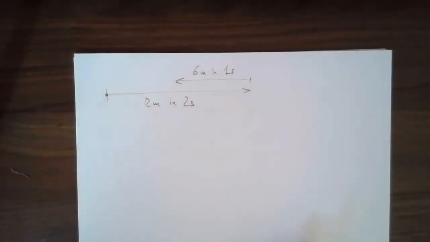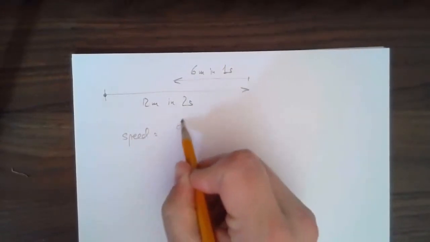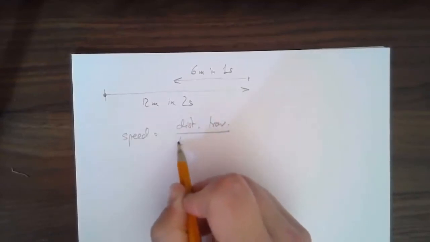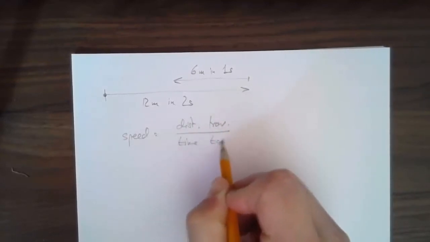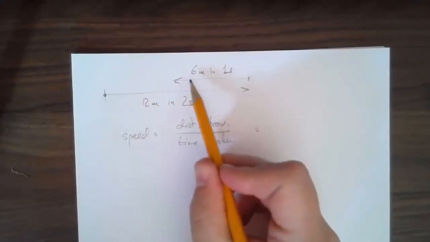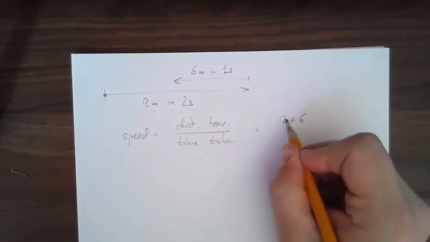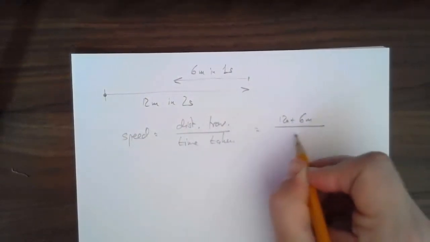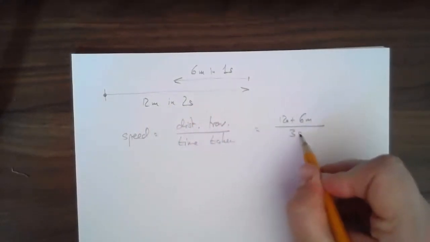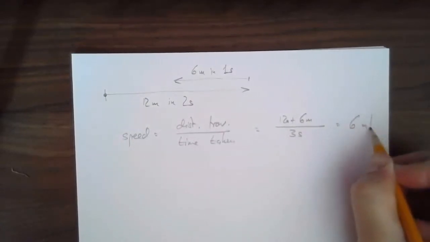So what is the speed? Well, the speed is distance traveled divided by time taken. What's the distance traveled? I traveled 12 meters and I traveled 6 meters. So it's 12 plus 6 meters, divided by how long did it take me? 2 seconds, another 1 second, 3 seconds. 18 over 3. So that is 6 meters per second.